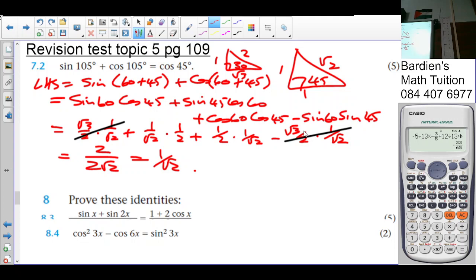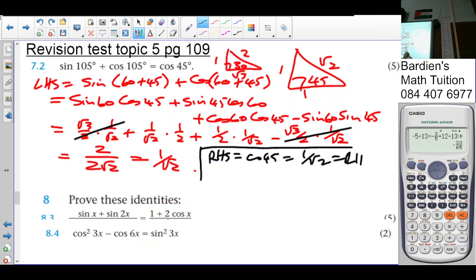Okay? Then we got the right hand side. It's going to be cos of 45, which is 1 over root 2, which is equal to the left hand side. Okay?